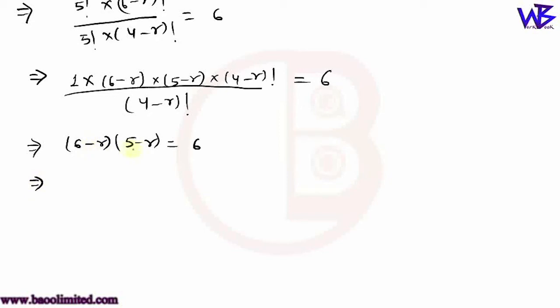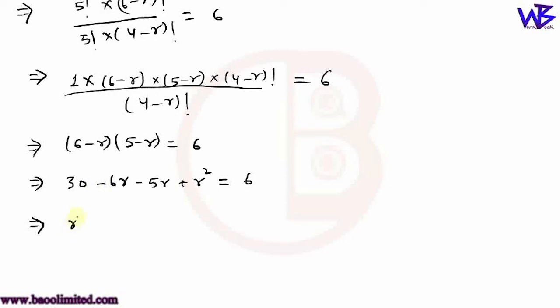So we'll multiply these two terms. 6 into 5 is 30. 6 into minus r is minus 6r. Minus r into 5 is minus 5r. Minus r into minus r is r square. RHS is 6. So we'll rearrange the terms again.